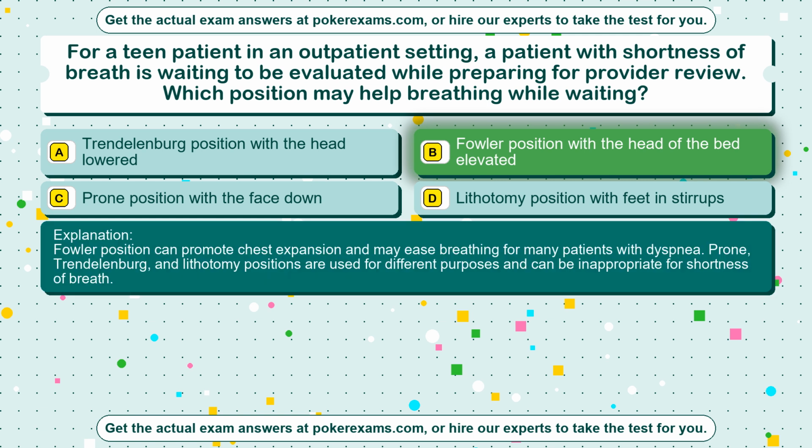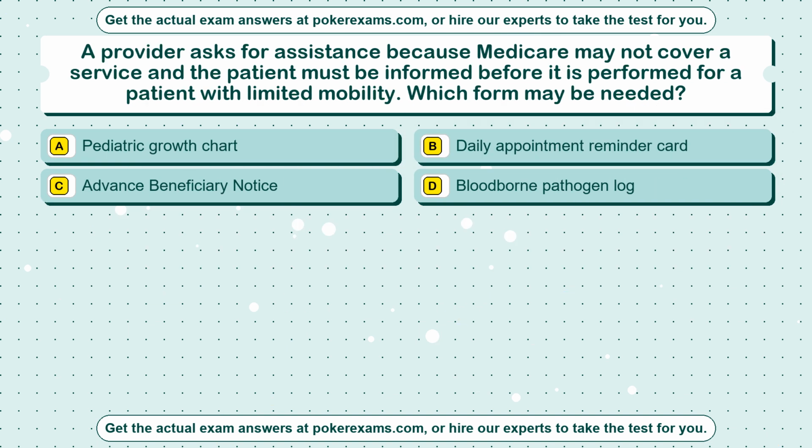Fowler position can promote chest expansion and may ease breathing for many patients with dyspnea. Prone, Trendelenburg, and lithotomy positions are used for different purposes and can be inappropriate for shortness of breath. Question 64. A provider asks for assistance because Medicare may not cover a service and the patient must be informed before it is performed for a patient with limited mobility.